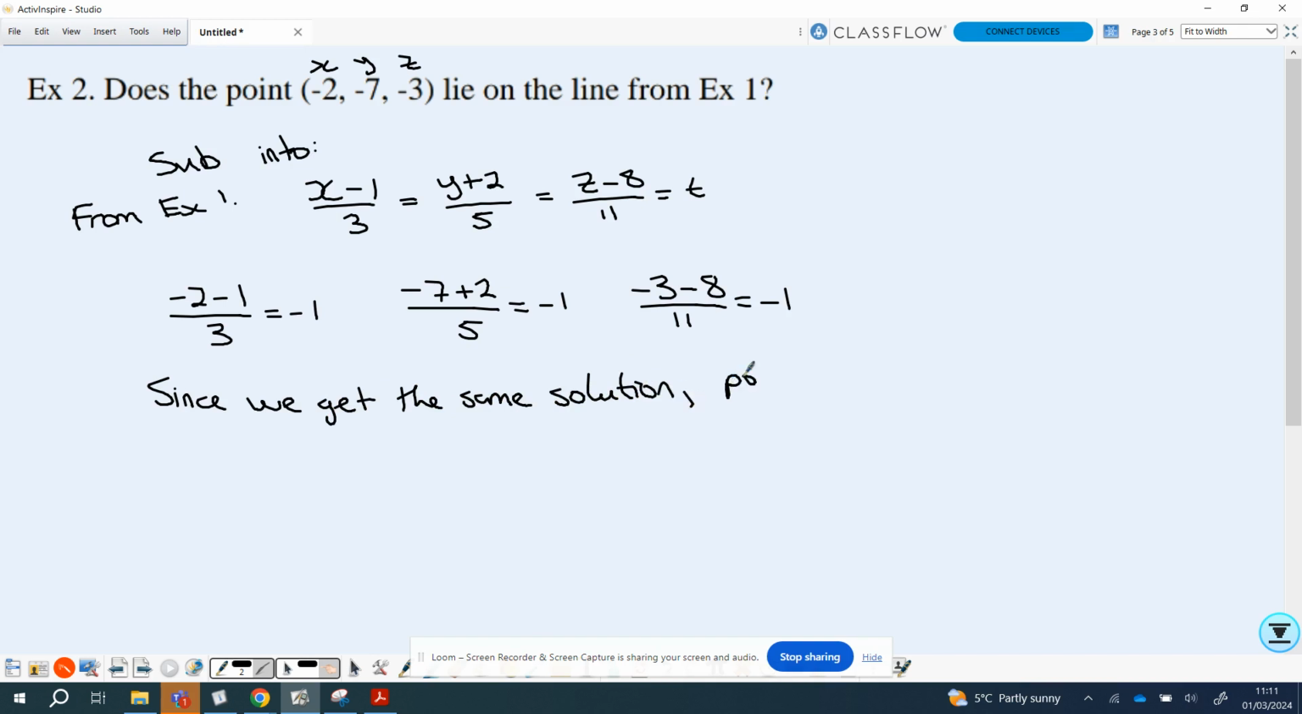the point -2, -7, -3 is on the line. Okay, so that's the second example there. So again, feel free to pause the video, copy that down. Okay, but we're going to look at a couple more equations now just to look at some slight differences of what you can be asked.